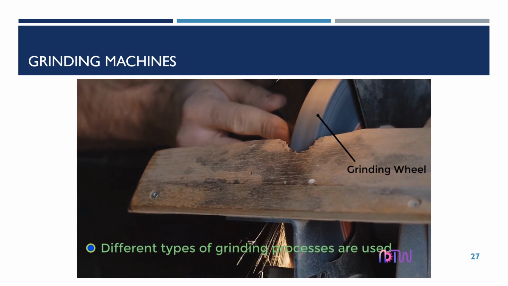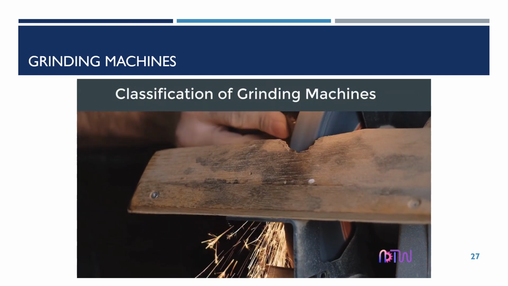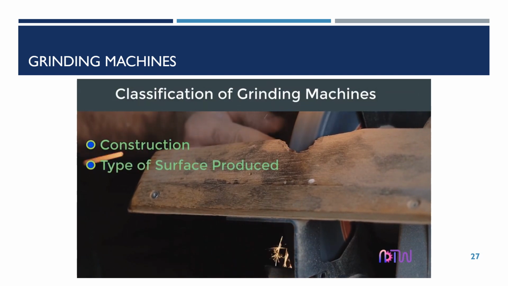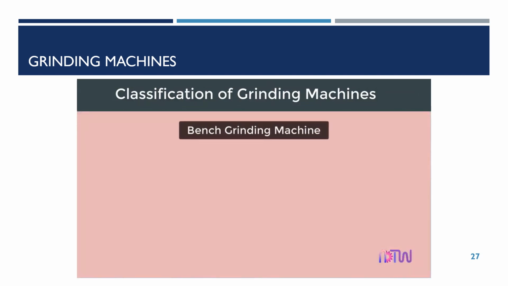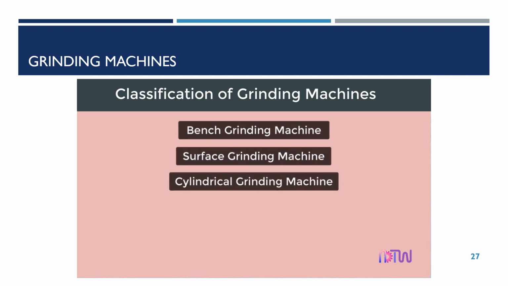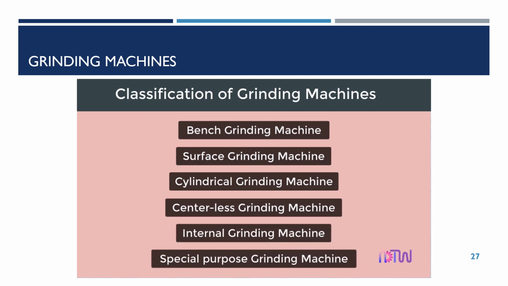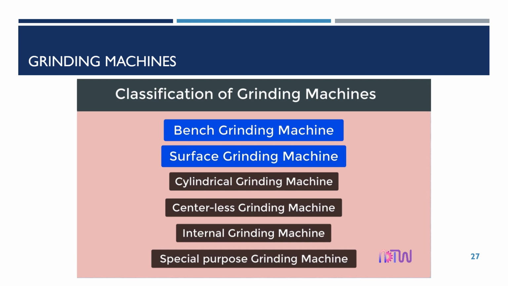There are different types of grinding machines available. These grinding machines are classified based on their construction or type of surface produced, such as bench grinding machine, surface grinding machine, cylindrical grinding machine, centerless grinding machine, internal grinding machine, and special purpose grinding machine. In this video, we will see the construction details of the bench grinder and the surface grinder, which are most commonly used.